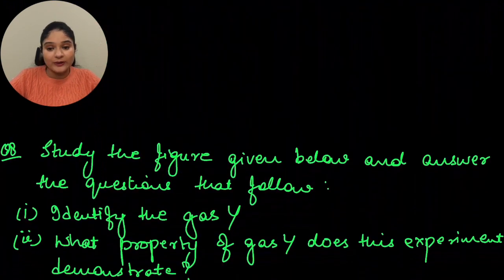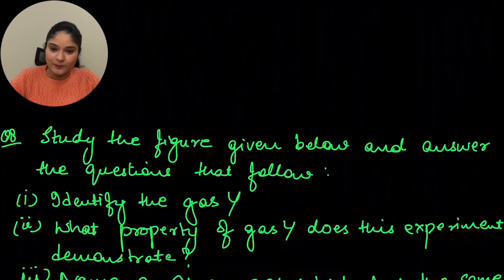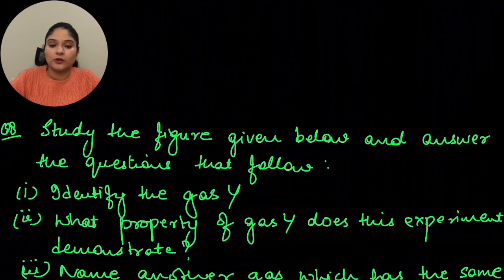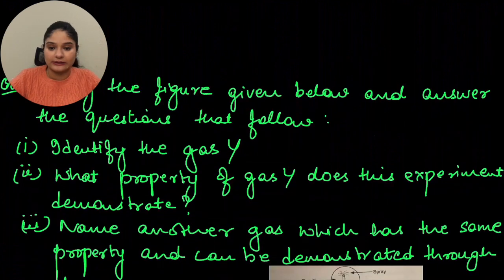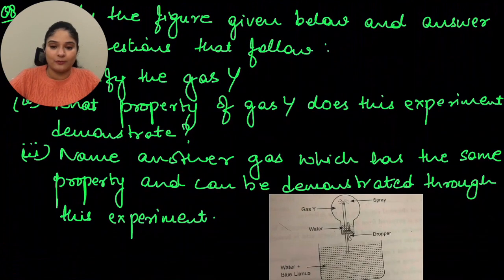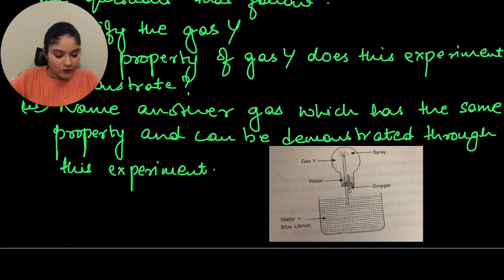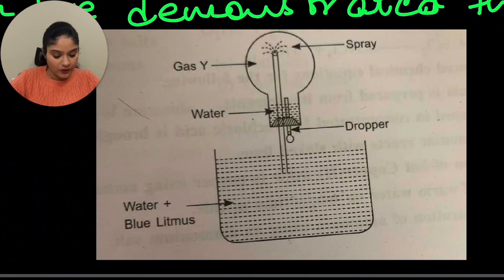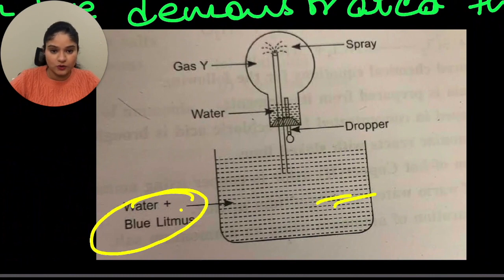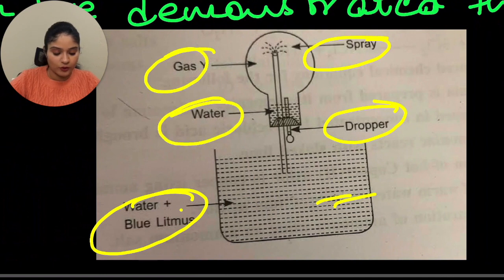Now let's move on to the next question. Study the figure given below and answer the questions that follow. Identify the gas. What property of the gas Y does this experiment demonstrate? Name another gas which has the same property and can be demonstrated through the same experiment. So let's closely look at the diagram. So the diagram is saying that we have a blue litmus solution. We have a dropper, we have a spray, and gas Y is present and water dropper is there.